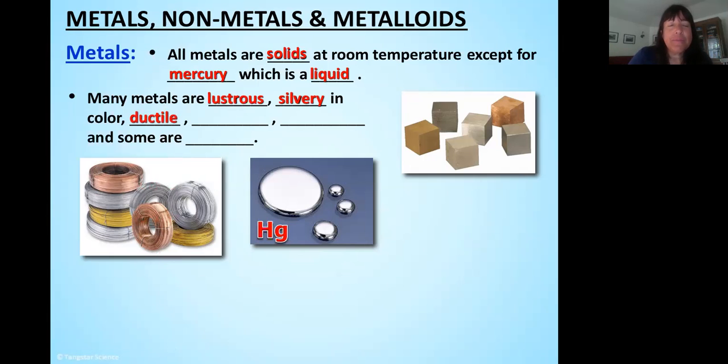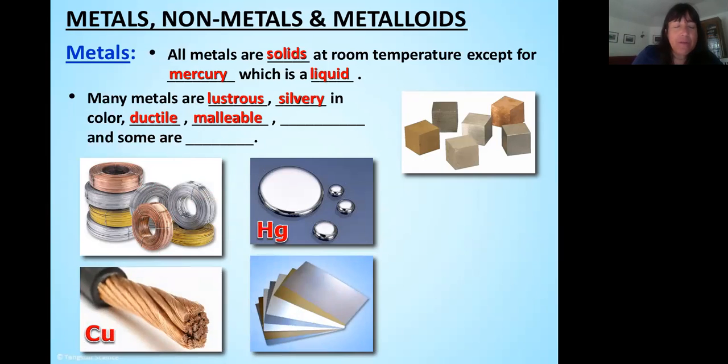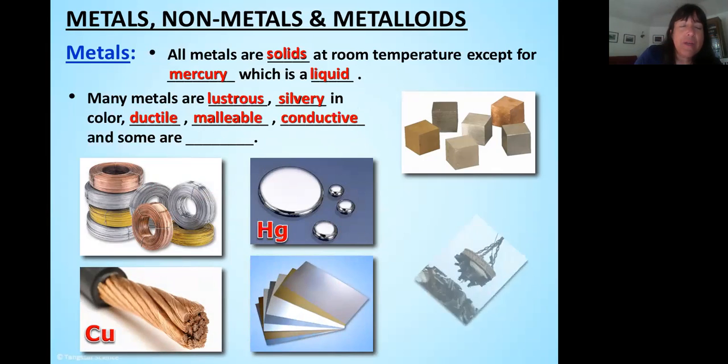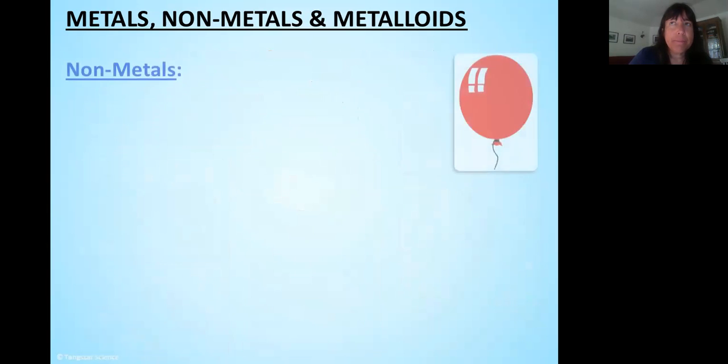They're ductile. And you can hammer it into sheets. What's that? Malleable. And let's see, they're inside wires. They conduct electricity. They are conductive, electricity and heat. And some are even magnetic. Okay, so these are characteristics of metals. This is how metals behave. So when I say behave, this is what I'm talking about for metals.